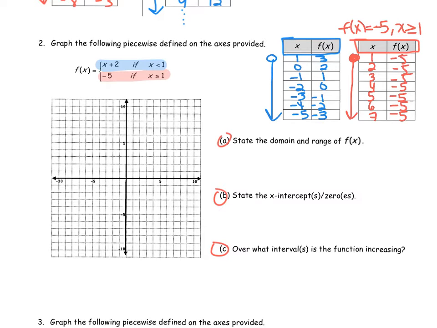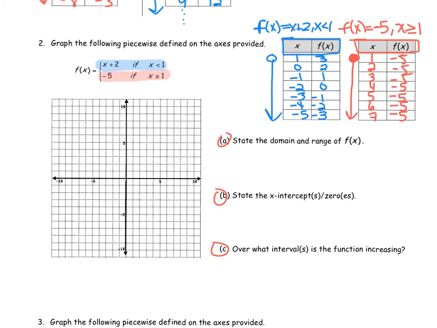Okay, so that first and foremost should be what your two tables look like. And I'll include a little bit more info up here. This was for f of x equaling x plus 2, where x is less than 1. Okay, so this is what your two tables should look like.